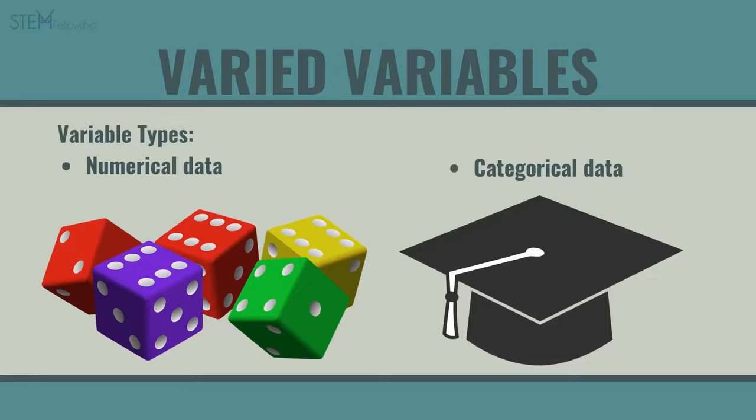There are two types of data that we'll be covering right now, and one a little bit later. The type you have will determine the types of graphs that you can use. The first is called numerical data, and deals with numbers. The other is called categorical data, and deals with things that fall into categories, like colors or movie genres.